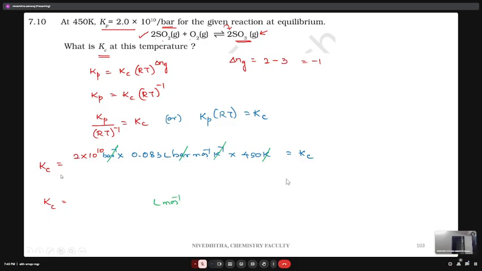So what is the value of Kc? You have to multiply 2 into 10 power minus 10 with 0.083 and 450.